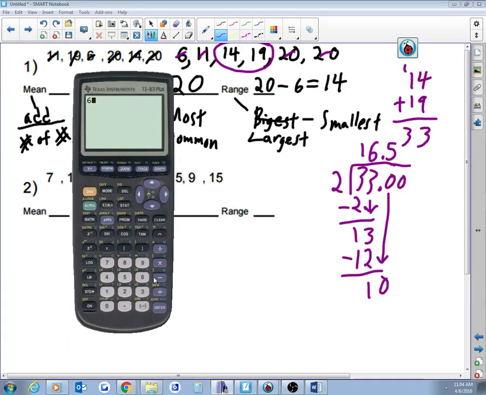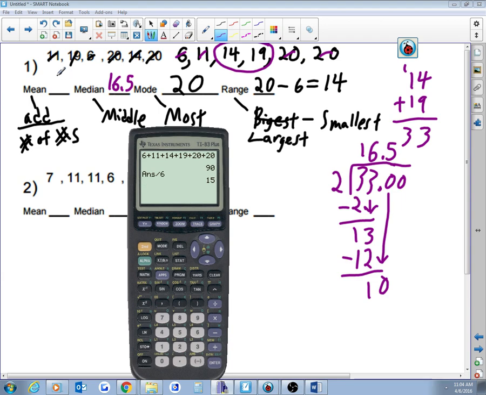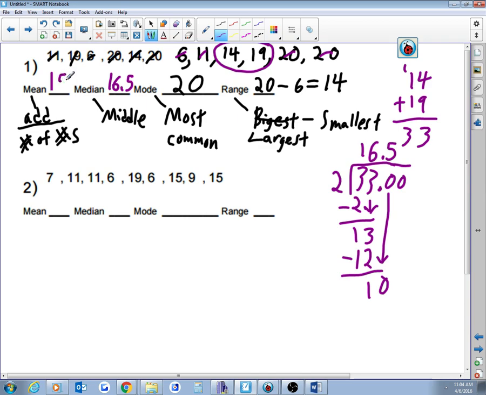So I've got 6 plus 11 plus 14 plus 19 plus 20, and then we've got another 20. And our sum is 90. And if you count the number of numbers, we have 1, 2, 3, 4, 5, 6 numbers. So 90 divided by 6 is going to give us our mean. Our mean here, or our average, is going to be 15. We have a mean of 15. Okay, now let's do the next set.